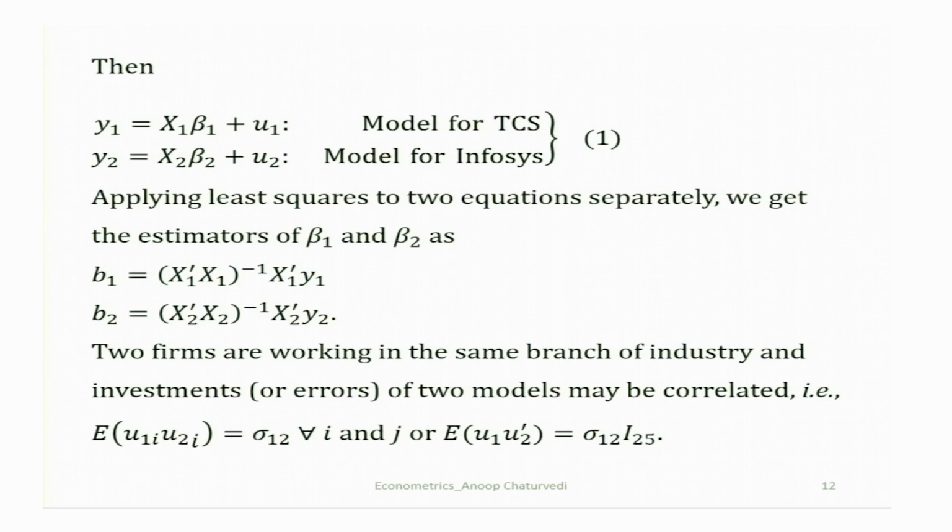So, obviously, if we consider these two equations separately, then B1 is the best linear unbiased estimator of beta 1, B2 is the best linear unbiased estimator of beta 2. So, there seems no problem. Both the companies are going to estimate their equations using the least square procedure, and they are getting the best linear unbiased estimators. Now, there is an issue.